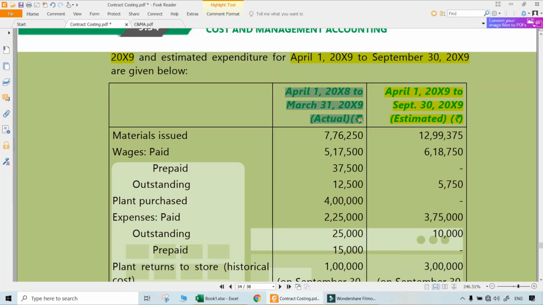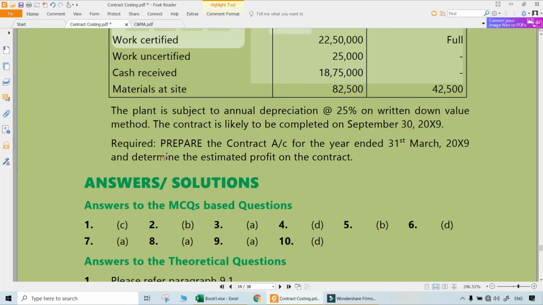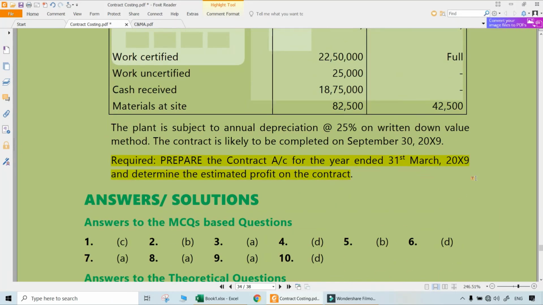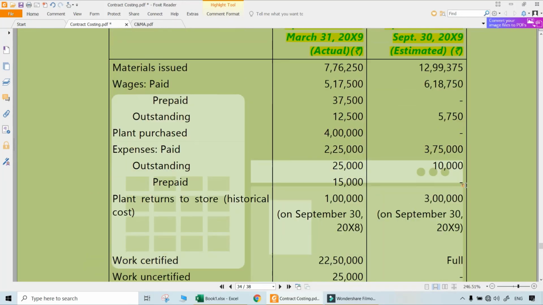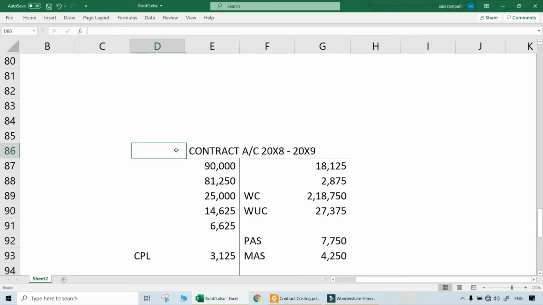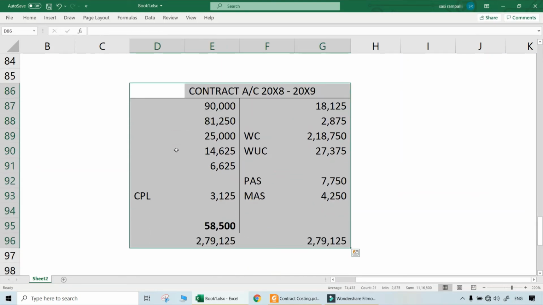And this is actuals, which actually really happened in the year 2008-9. And various details are given. Also, what is required here is prepare contract account for the year ended 31st March, which is real, actual. Then also determine the estimated profit on the contract. So, same type of earlier question given. From the information we have to prepare contract account as well as compute estimated profit. For computing estimated profit, we can use a statement also, account also, that is not a problem. That is our choice. Ultimately, the answer should be correct.